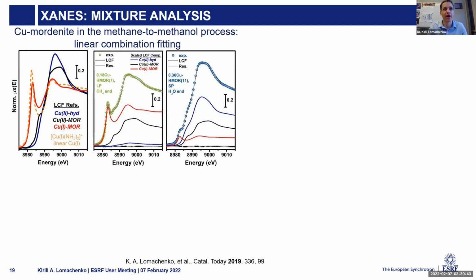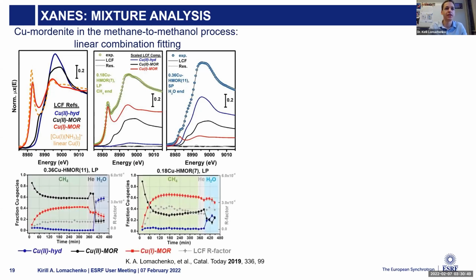And doing this for every step of the protocol, we can see how the structure of our material evolves, how the speciation evolves. So when it is exposed to methane, you have the growth of copper 1 fraction. So the copper continuously reduces. And then in the end, when you expose it to water vapor, of course, you have the fraction of hydrated copper that increases.